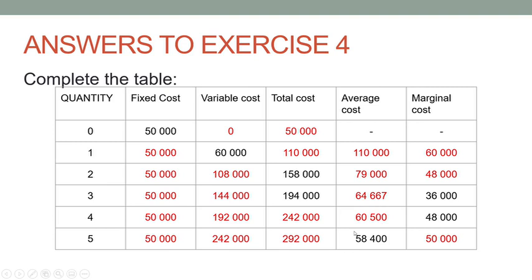And then the last one, where you were only given the average cost, so you go 58,400. So to get to average cost, it is total cost divided by quantity. So we only have the quantity. So it's x over 5 gave me that. So therefore I went 58,400 times 5 gave me 292,000, which I then said minus 50 gave me 242. And the change there is 50,000 divided by 1, which is my marginal cost of 50,000.